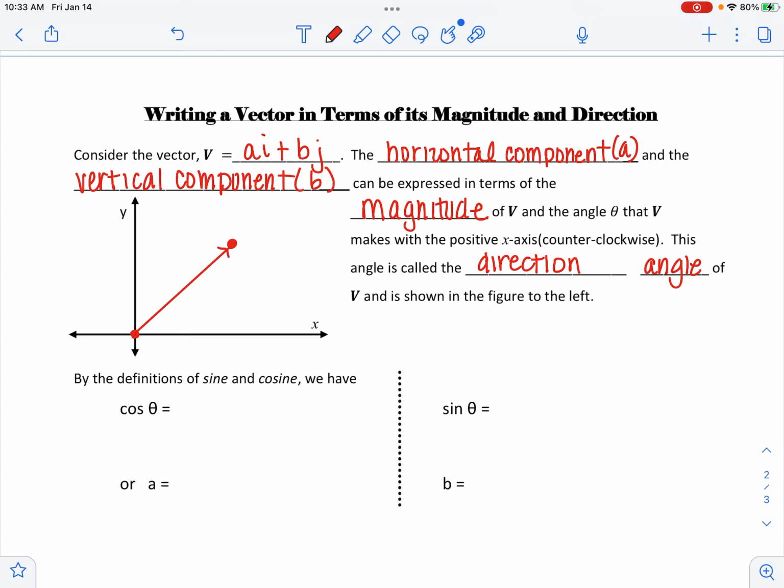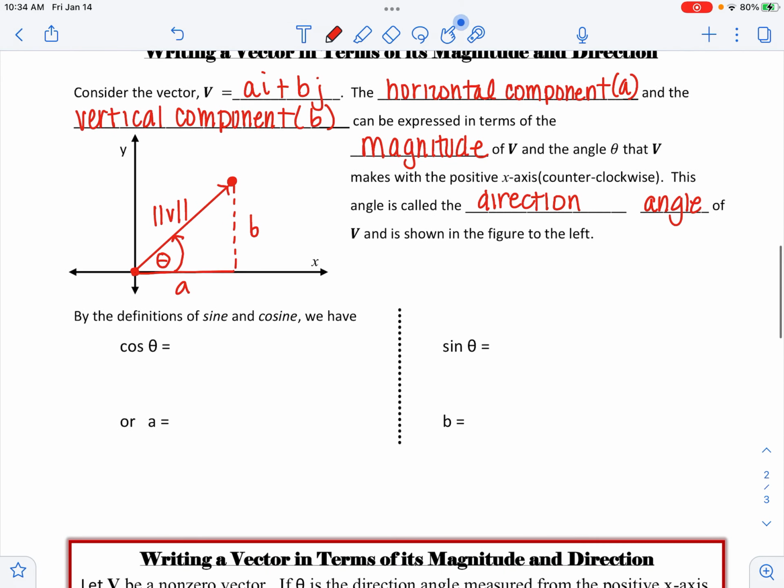Okay, so if this is the vector V equals AI plus B times J, this distance from here to here is A. And then this distance from here to here is B, because that's the point A comma B. The length is the magnitude of the vector V. And then the angle formed by the positive x-axis and the terminal side is theta, or by the positive x-axis and the vector is theta. All right, so that is what the direction angle is being shown right there.